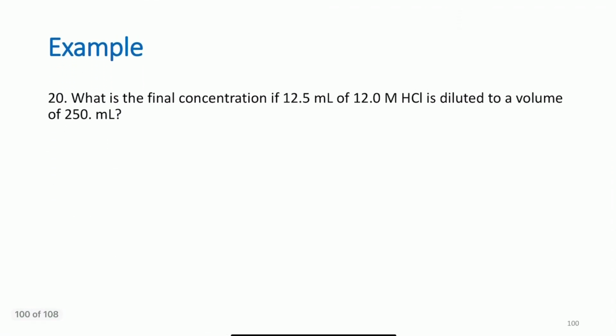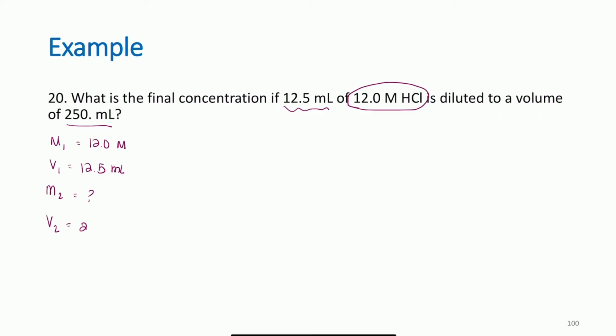Number 20. What is the final concentration if 12.5 mLs of a 12 molar HCl solution is diluted to 250 mLs? Diluted, keyword. You can use M1V1. You don't have to use this equation. You're welcome to do it the long way. If you want to know what the long way is, ask me and I'll show you. But the long way is basically figuring out the number of moles you have and dividing it by the new volume you have. I like doing the dilution equation. M1, 12 molar. V1, 12.5 milliliters. M2, that's what we're trying to find. V2, 250 mLs. We're solving for M2 here.